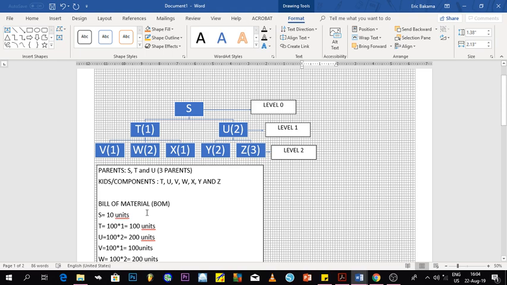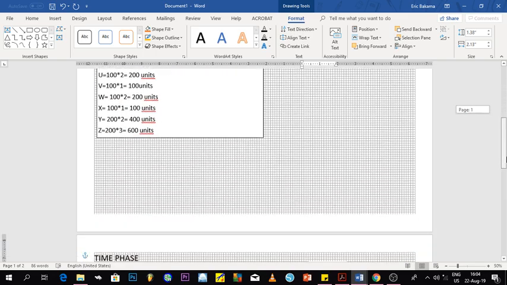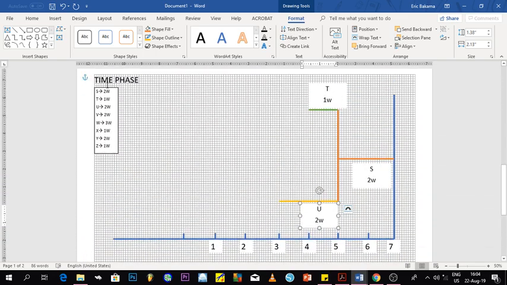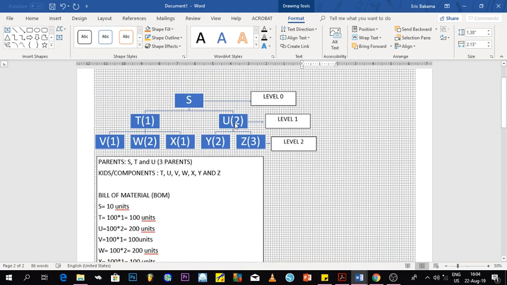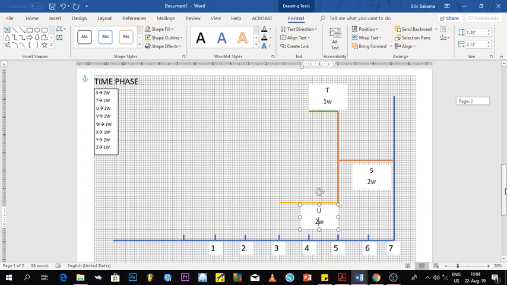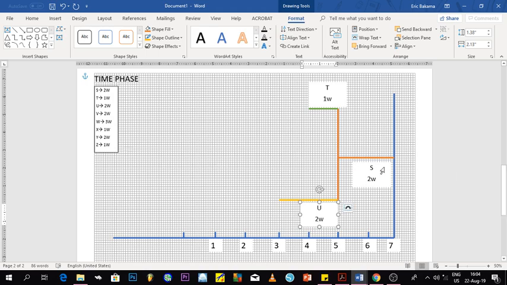But when you are working with the time phase, you don't need that information. The information that you need is the lead time. So these 2 weeks here are not the values between brackets. They are not. Those are the quantities. These 2 weeks are the lead time that is needed. So this is what we have done.